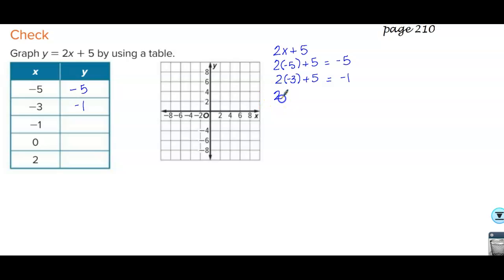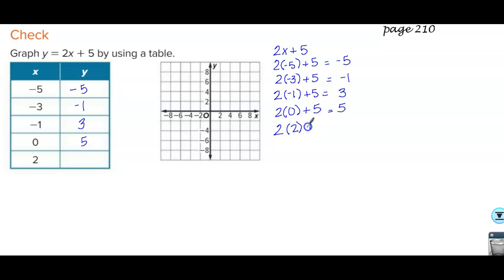The next one, we're going to substitute negative 1. 2 times negative 1 is negative 2. Negative 2 plus 5 is 3. Now we're going to substitute 0. So 2 times 0 plus 5. Well, 2 times 0 is 0. 0 plus 5 is 5. And now we're going to substitute 2.